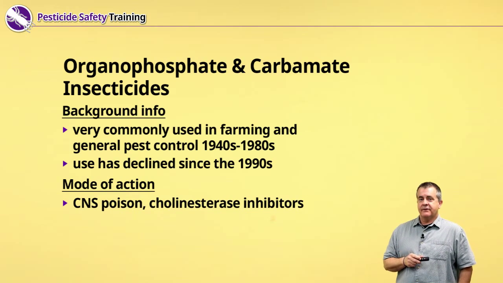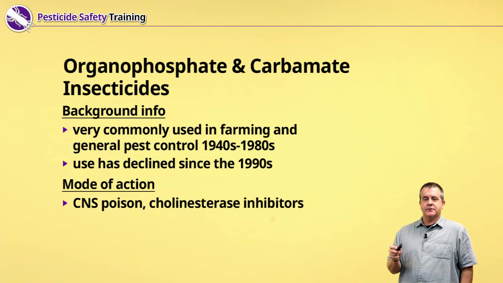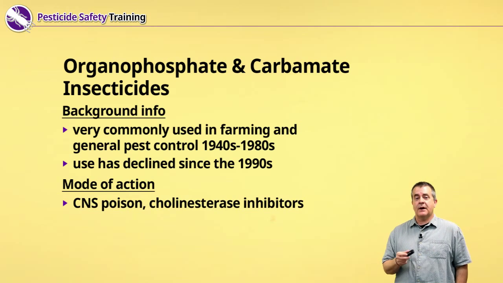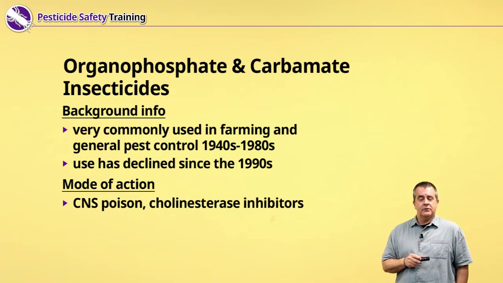So the mode of action of the organophosphates and carbamates, they are CNS poisons. They're central nervous system poisons. And specifically, they're cholinesterase inhibitors. You might recall earlier in the video we talked about blood testing. These are the two groups of insecticides that if you're using them in farming, you're using them enough, you need to get blood tests. They're not commonly used outside of farming at all now, but still used in farming.